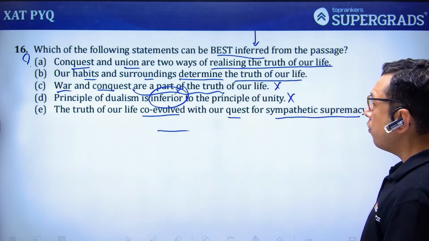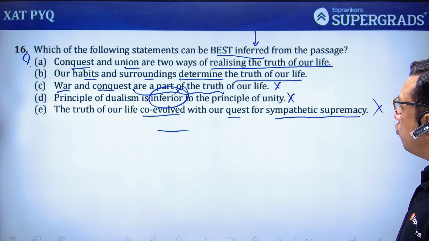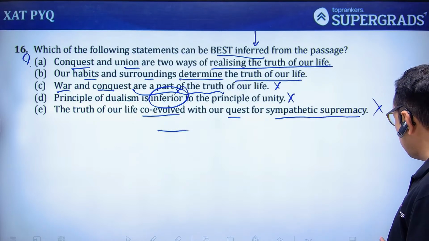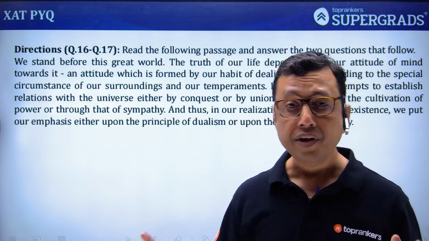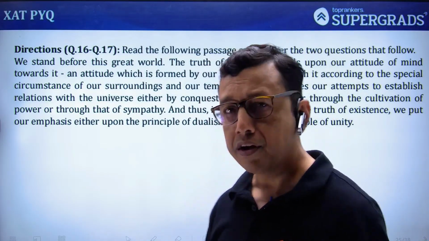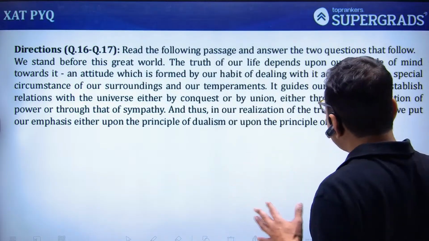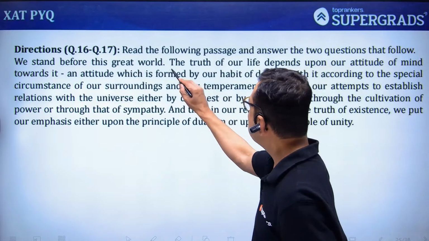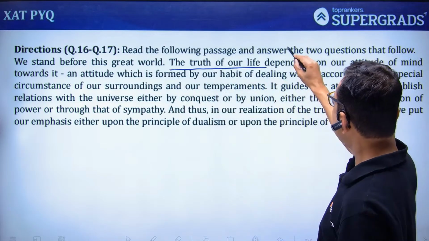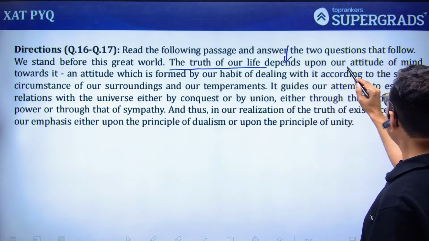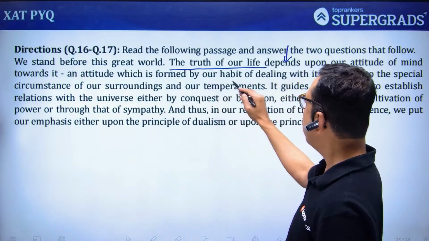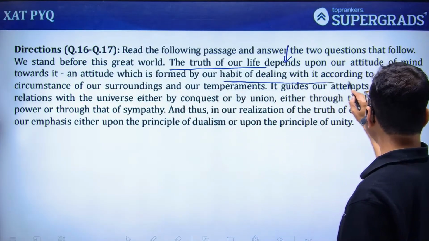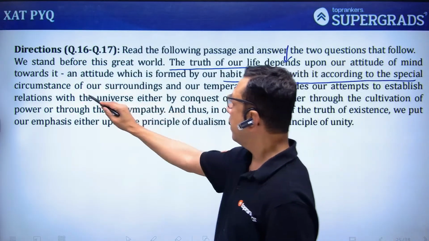Okay, conquest and union are two ways of realizing the truth of our life. Let us verify this. Conquest and union are true ways of realizing the truth of our life. Okay, let's look at what truth of life is. The truth of our life depends upon our attitude of mind towards it, an attitude which is formed by our habit of dealing according to the special circumstances of our surroundings.